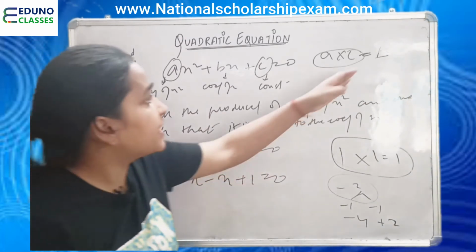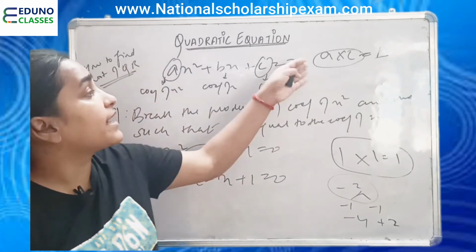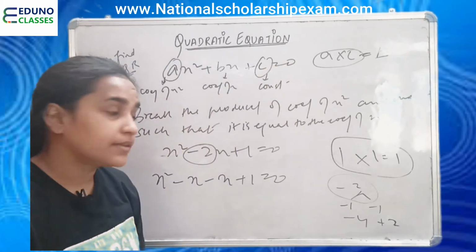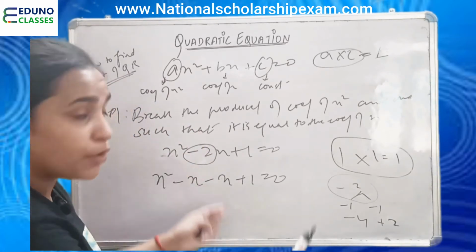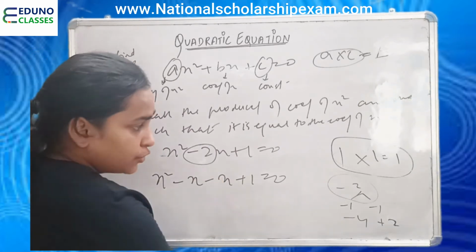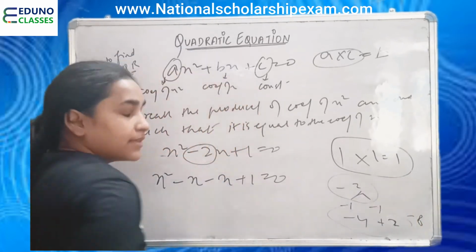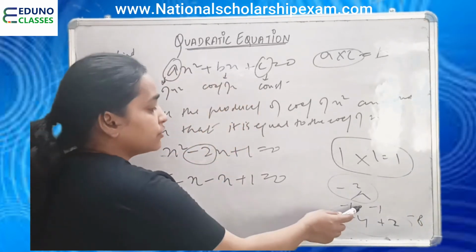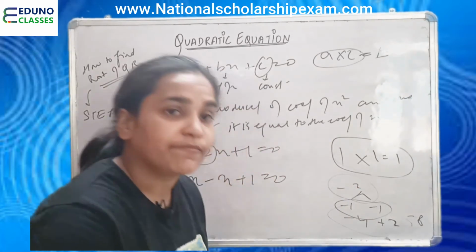Both the ways are correct. Either you break b such that it gives you the product of a into c, or break a into c such that it gives you b. I am here choosing b to break such that it gives me the product of the coefficient of x square and the constant. If I choose it this way, the product is minus 8. Is minus 8 equal to 1? No. But minus 1 into minus 1 is 1. Yes, I have done both the things.